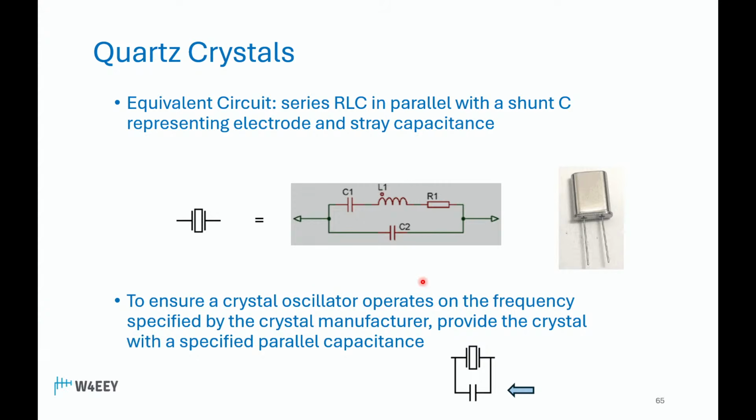Not to be confused with the capacitor that is needed to be used outside a crystal. So to ensure a crystal oscillator operates on the frequency specified by the crystal manufacturer, provide the crystal with a specified parallel capacitance. So when the crystal manufacturer will say, take our crystal and put that in parallel with a certain value of capacitance to make sure that it acts the way that it's supposed to, not to be confused with this one here. So two things to remember.